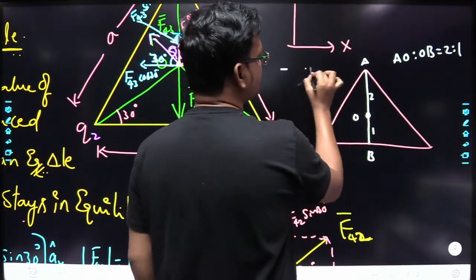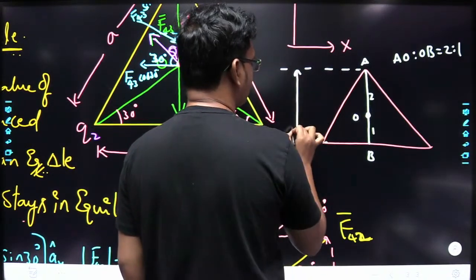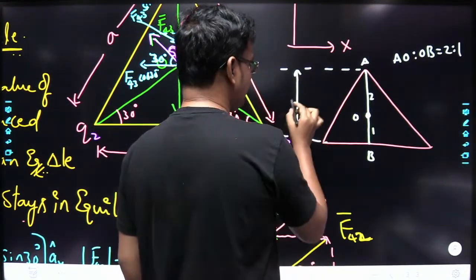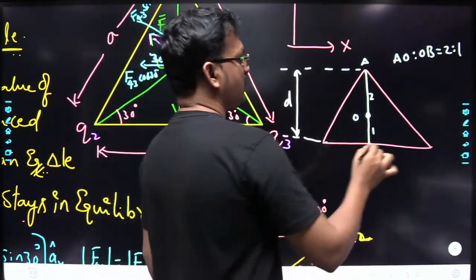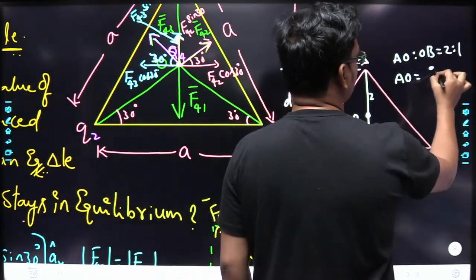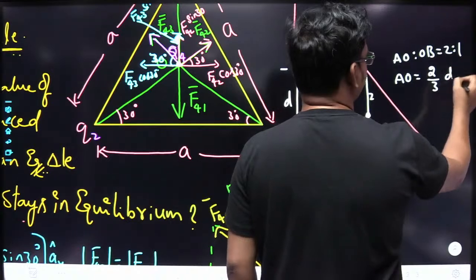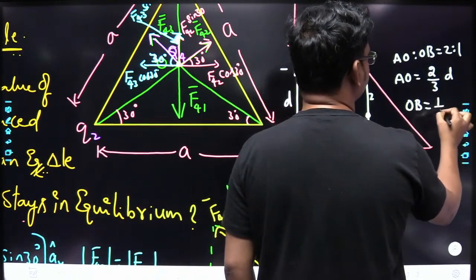Let us say the total distance from here to here is D. Then AO is equal to 2 by 3 times of D, and OB is equal to 1 by 3 times of D.